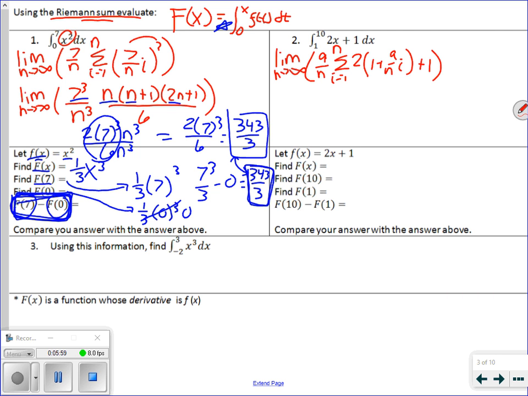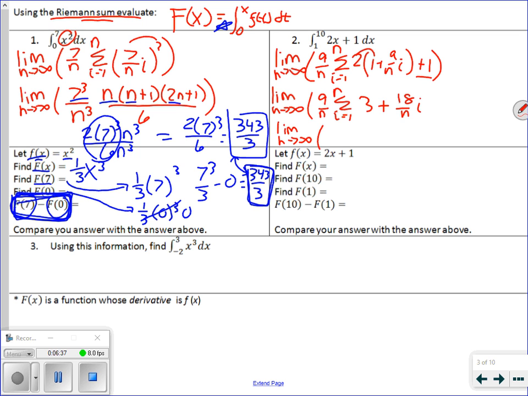Okay. I'm really going to jump the gun here. I'll do a couple of steps. So we have the limit as n approaches infinity, and I'll simplify out the summation. If I distribute the 2 and add the 1, that's 3 plus 18 over n times i, which I can separate to this.